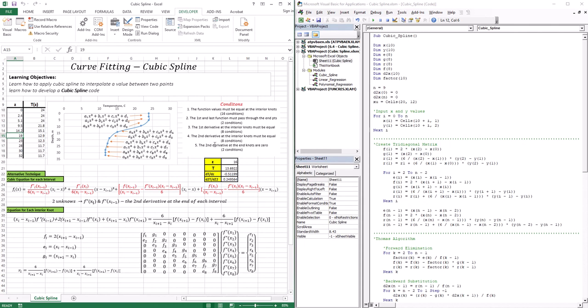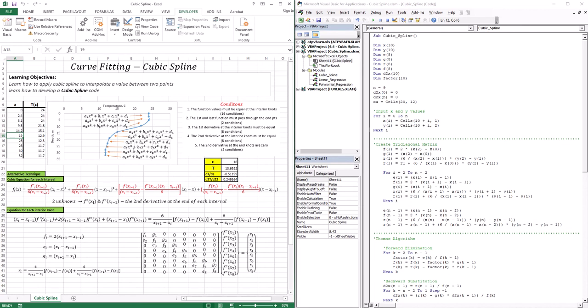Well, the last condition is that the second derivative at the end knots has to be 0. So the second derivative here is 0, and the second derivative here is 0. So now we have a total of 36 equations, or 36 conditions, to get those 36 unknowns.